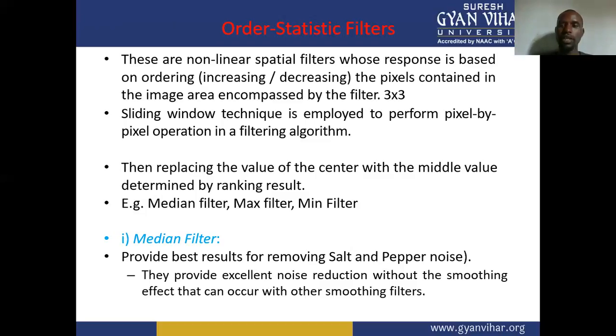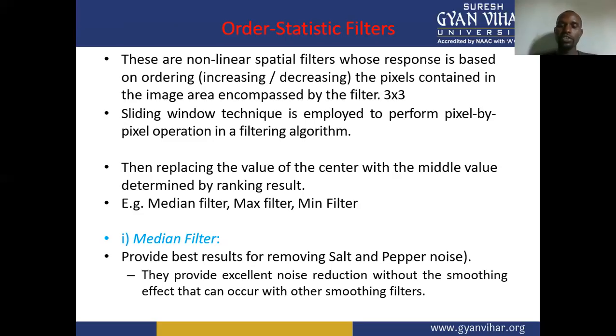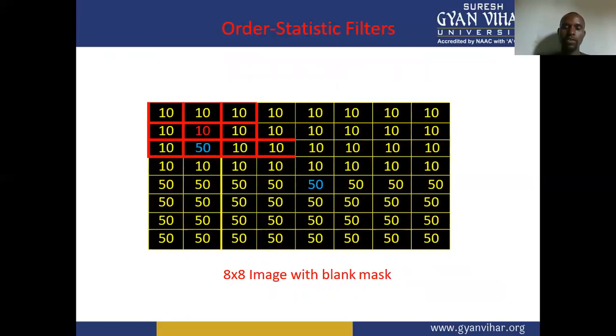So for the median filter, we are able to provide the best results by removing salt and pepper noise. This is very useful for noise reduction. This is an illustration of the order statistic filter that you use, where we apply the sliding window to obtain the median value.